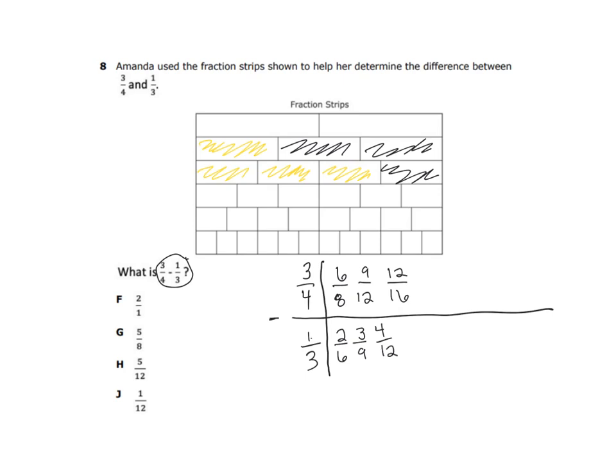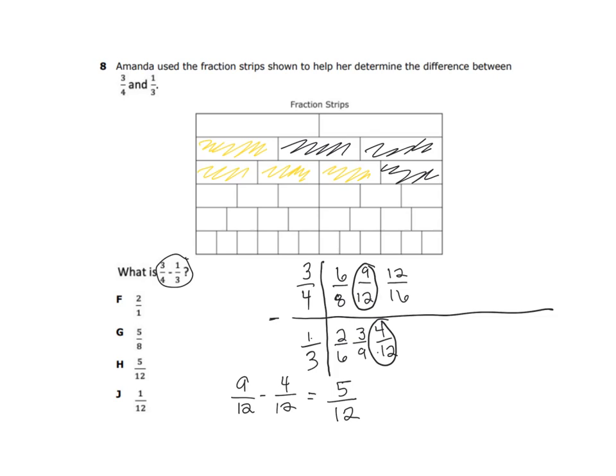Okay, so here I did find an equivalent fraction. We have 12. We found common denominators of 12. So now I can set up my problem differently. I can say, okay, now I have 9 12ths minus 4 12ths. So 4, 5, 6, 7, 8, 9 is 5 over 12.